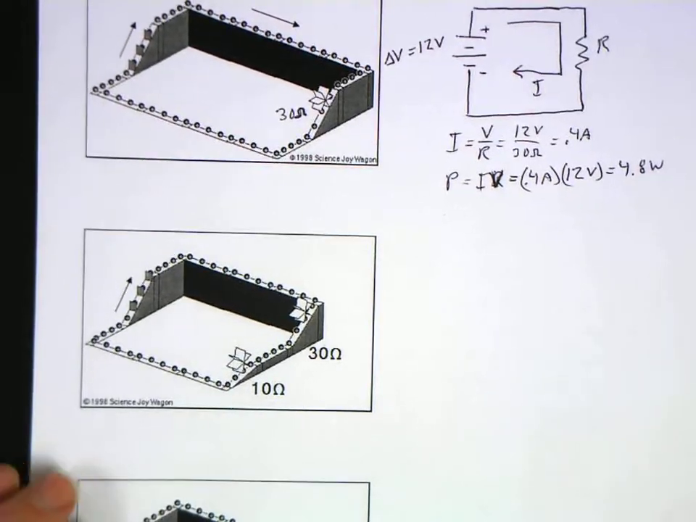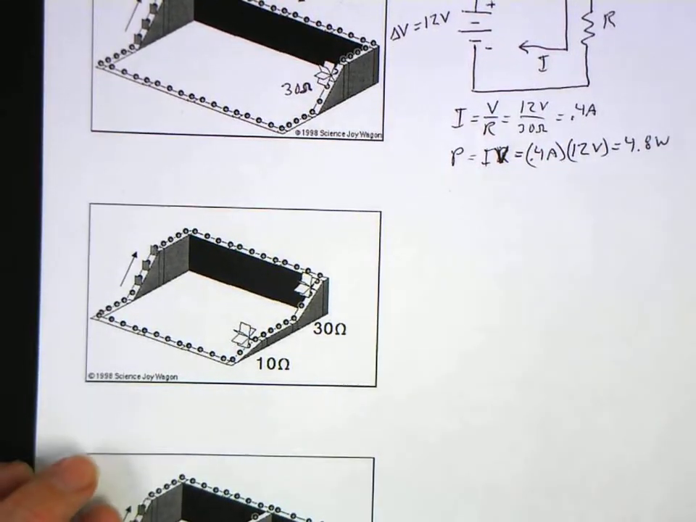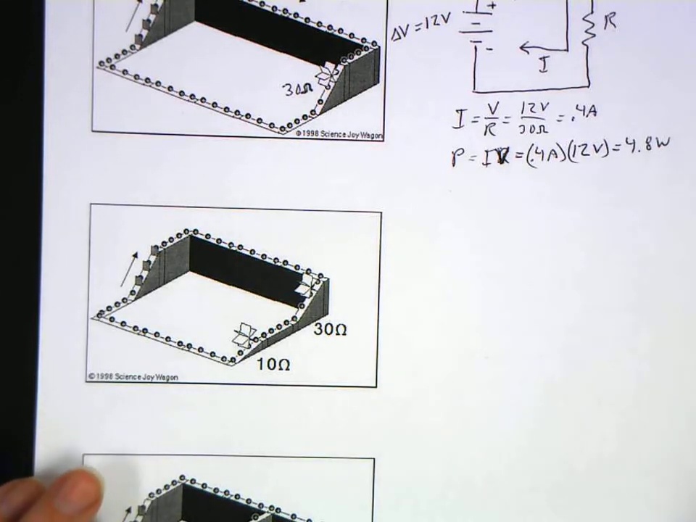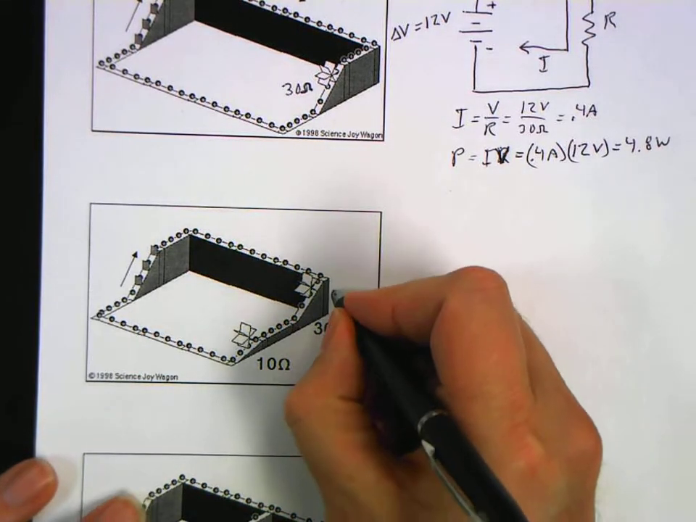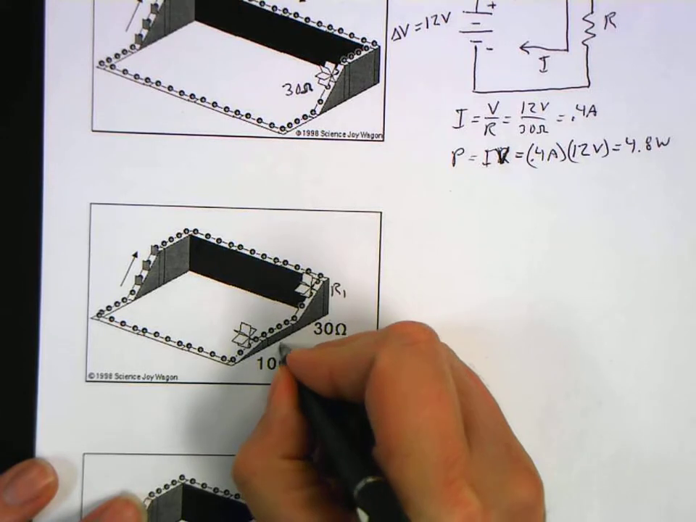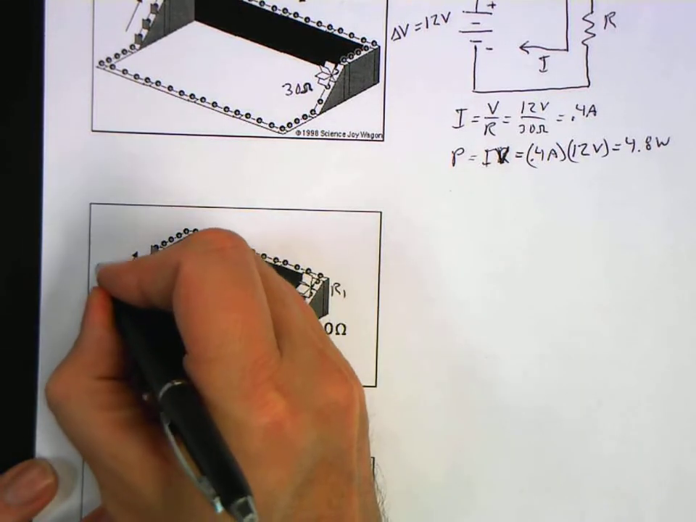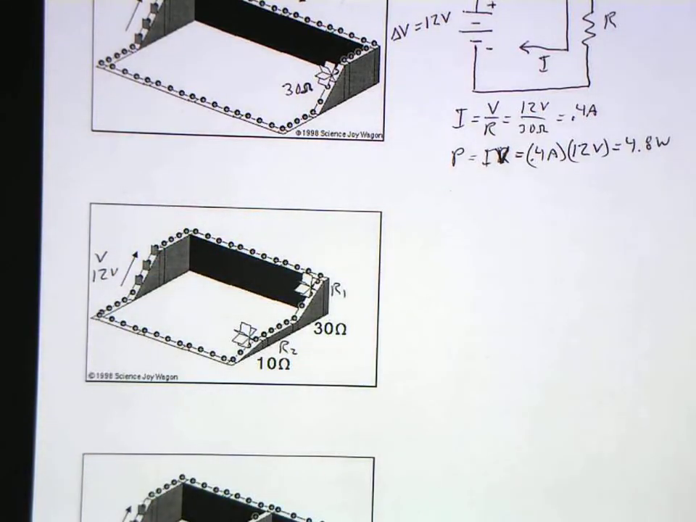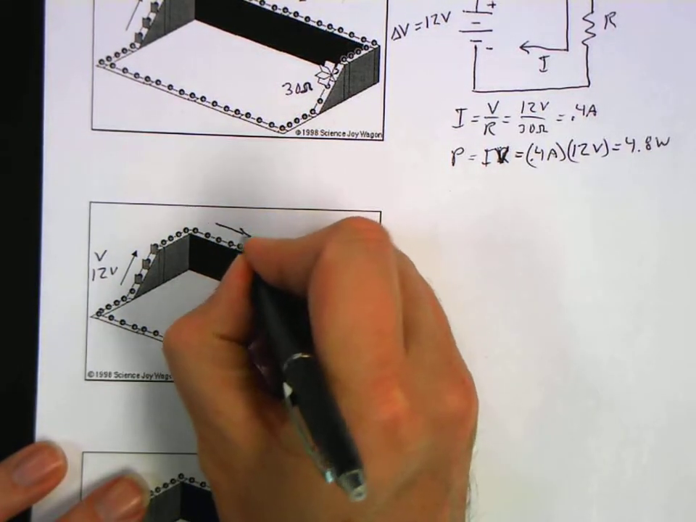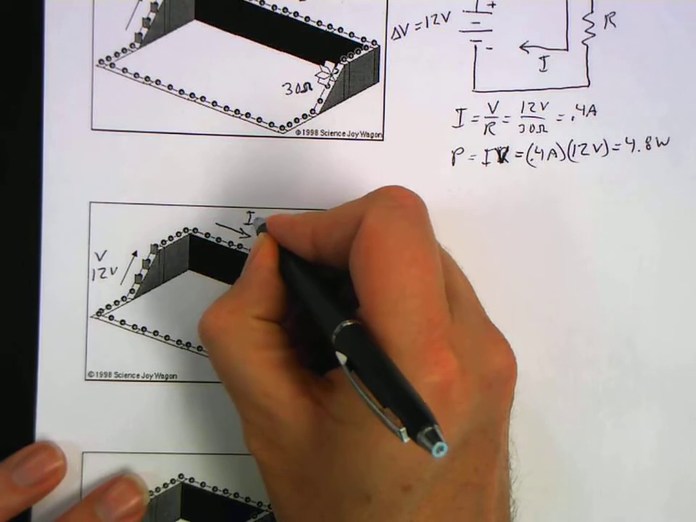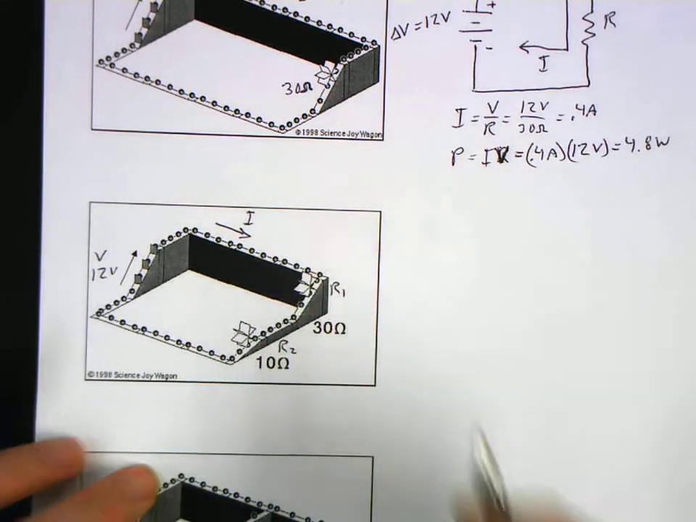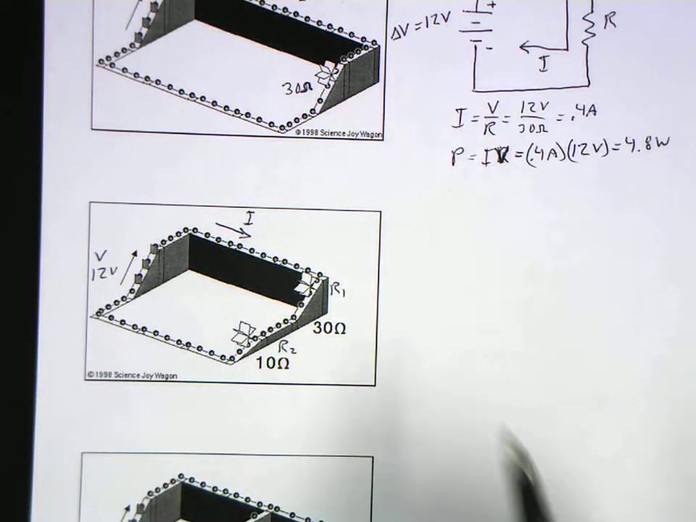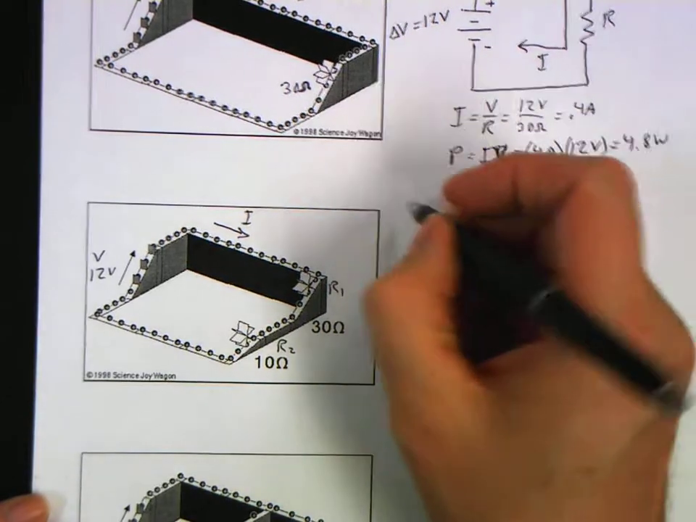Now, if we have resistors in series, I'm going to call this one here R1. I'm going to call that one R2. I'm going to say that my voltage here is still 12 volts. First thing you usually want to figure out is what is the current. We are going to only have one value of current because we only have one pathway. To figure out the current, we need the equivalent resistance.